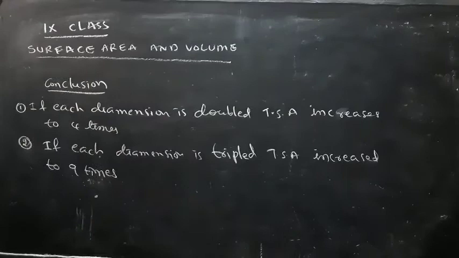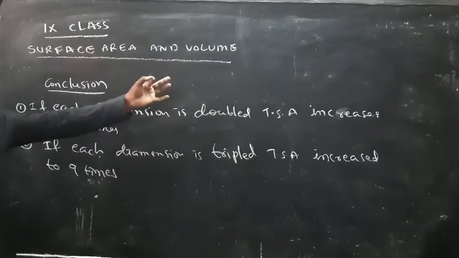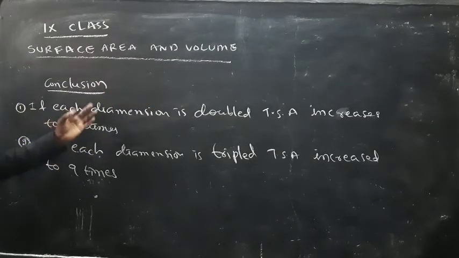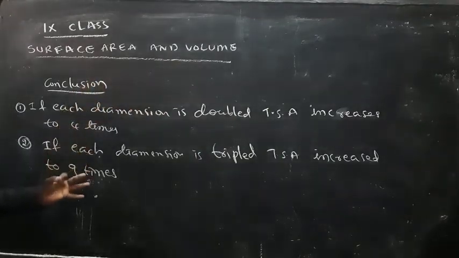Here, what is the conclusion? If each dimension is doubled, total surface area increases to 4 times. If each dimension is tripled, total surface area increases to 9 times.